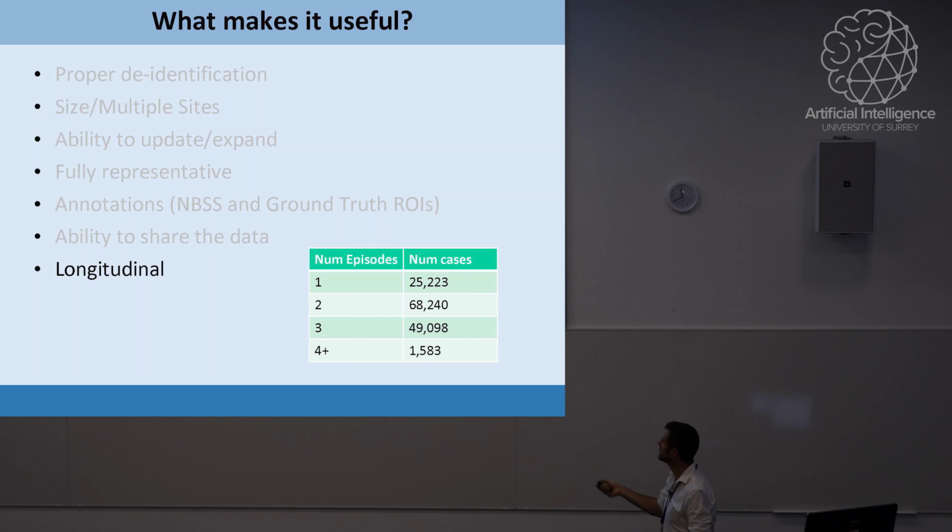So a couple of other points. We have longitudinal data. That means we have data points where the woman's visited multiple times. Just quickly, can anyone think why it might be useful to have the prior image for a malignant? Why might that be useful?